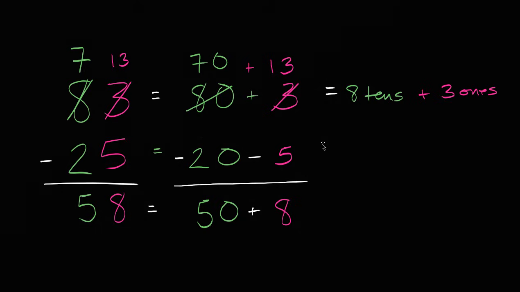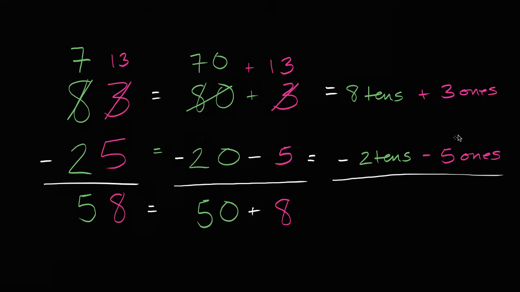So this is going to be minus 2 tens, and minus 5 ones. 25 is the same thing as 20 and 5. If I'm subtracting 25, that's the same thing as subtracting 20 and then subtracting 5. And that's the same thing as subtracting 2 tens and then subtracting 5 ones. So let's then work this out.